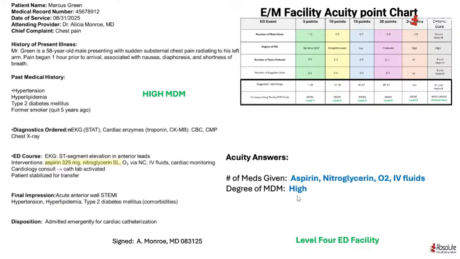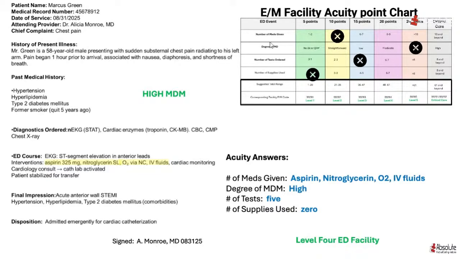The degree of the MDM that we've just figured out is high. The number of tests carried out is 5. The number of supplies used is 0. And the reason it's 0 is because I counted these two as medications and you can't double dip, right? So let's go ahead and score it.